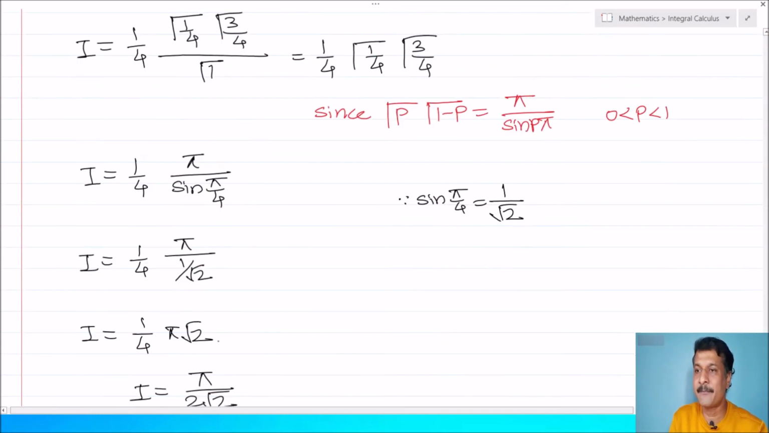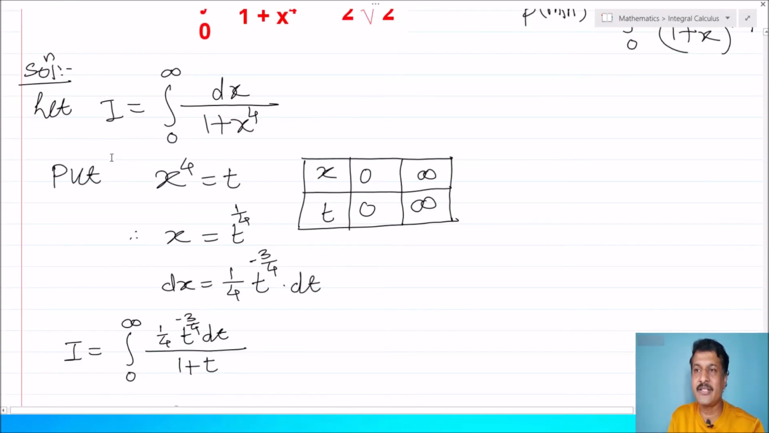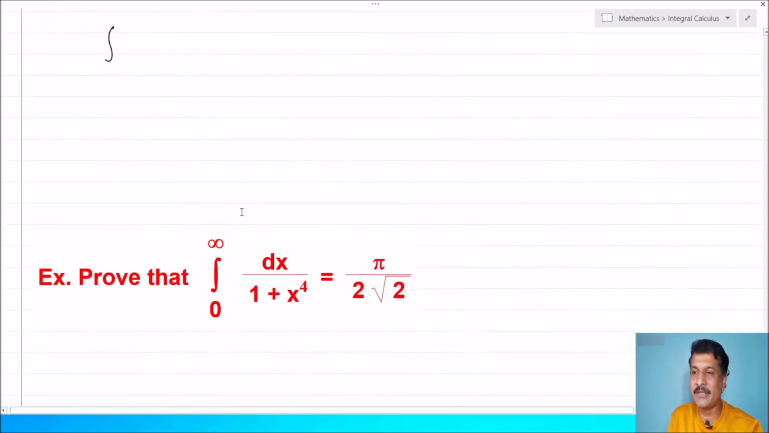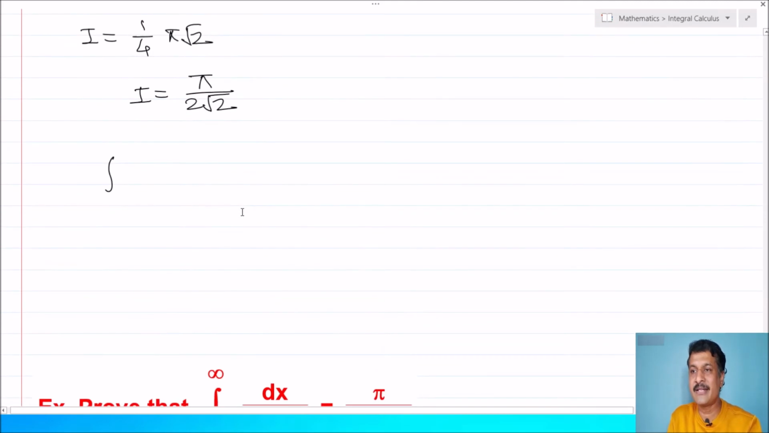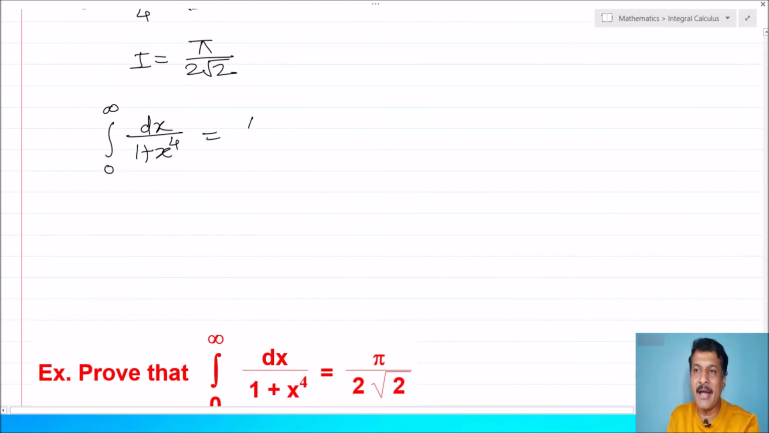So what is I? I is nothing but, you can see, integration 0 to infinity dx upon 1 plus x raised to 4. So I am getting here integration 0 to infinity dx upon 1 plus x raised to 4, and that is equal to, we got, pi upon 2 root 2. What we wanted to prove, the same. So this is your required answer.